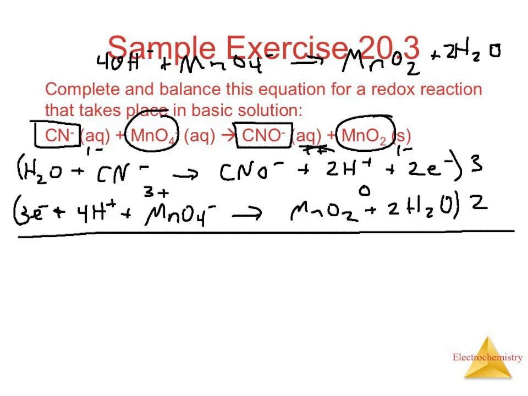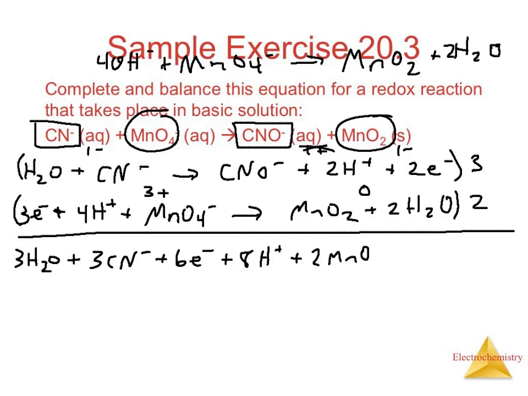Okay, now we have to add all this together. So we've got 3H2O plus 3CN minus plus 6 electrons plus 8 H pluses plus 2 MnO4 minus. That's everything on the reactant side, not the product side.